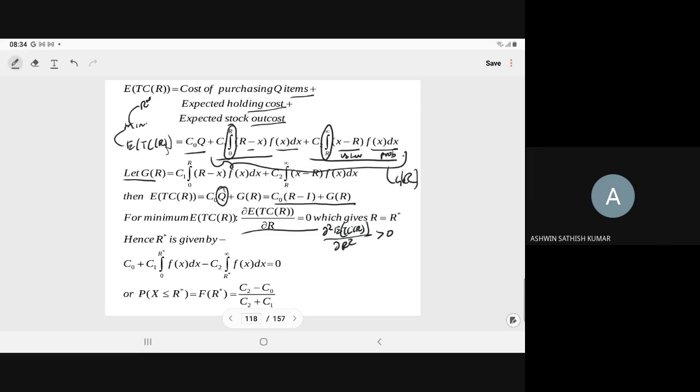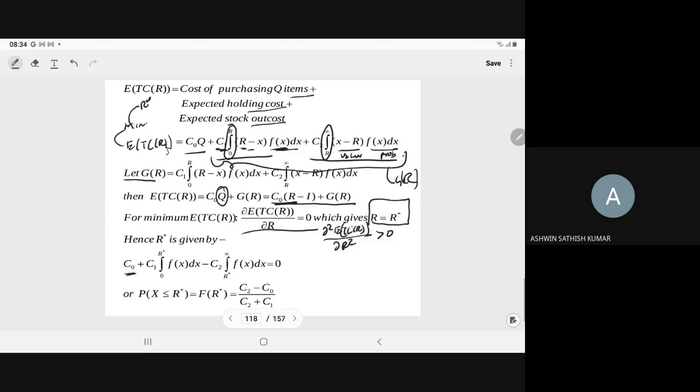So here for the minimum ETC, del ETC(R) by del R must equal 0, which gives R equal to R star. That will give you the optimal value of R. So in this case, what is the derivative? From here we have the C naught R, so you will get C naught. Now we have C1 into R into Fx.